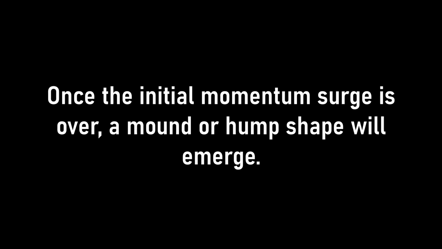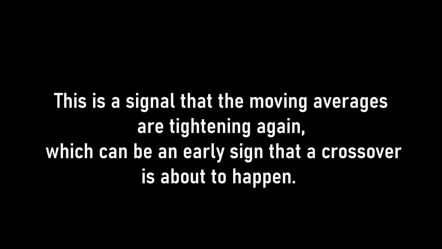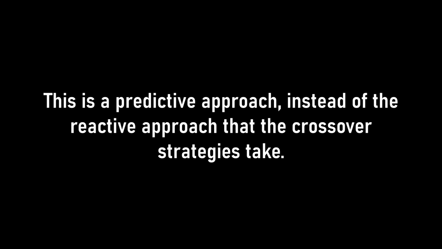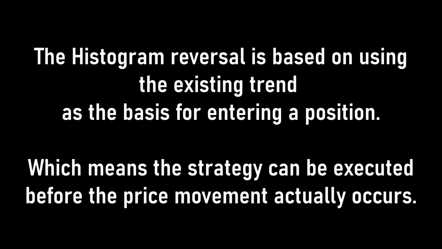Once the initial momentum surge is over, a mound or hump shape will emerge. This is a signal that the moving averages are tightening again, which can be an early sign that a crossover is about to happen. This is a predictive approach, instead of the reactive approach that the crossover strategies take. The histogram reversal is based on using the existing trend as the basis for entering a position, which means the strategy can be executed before the price movement actually occurs.